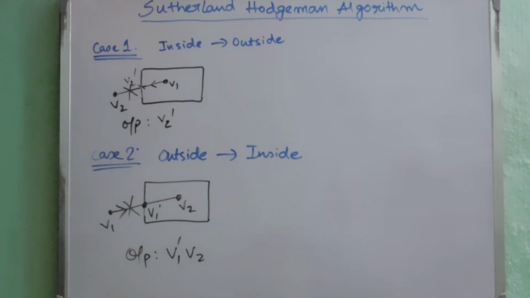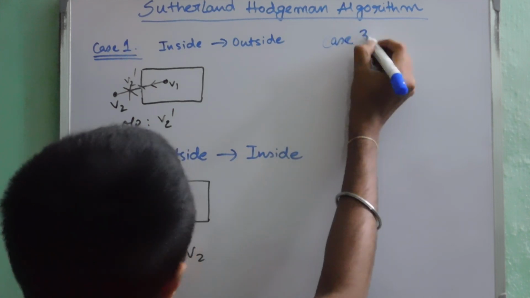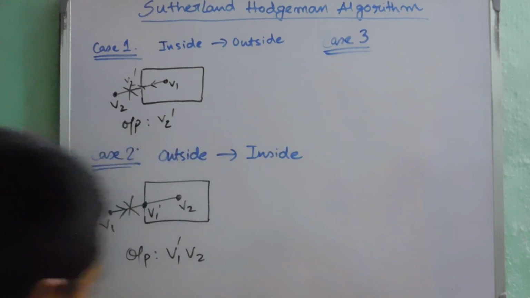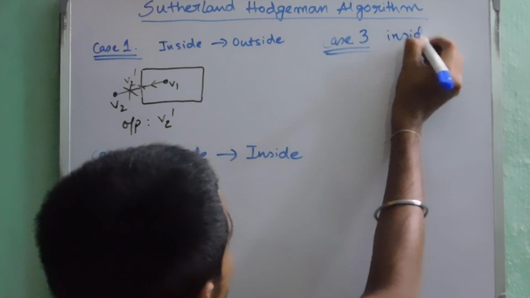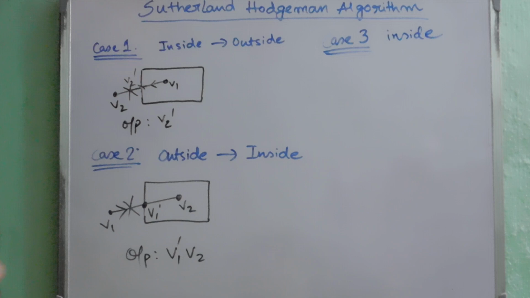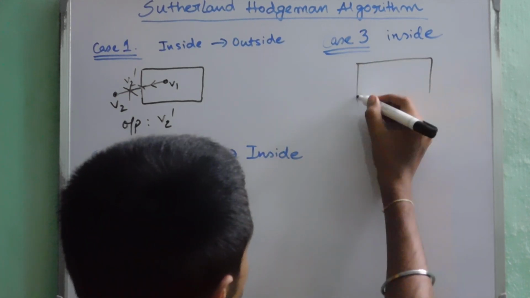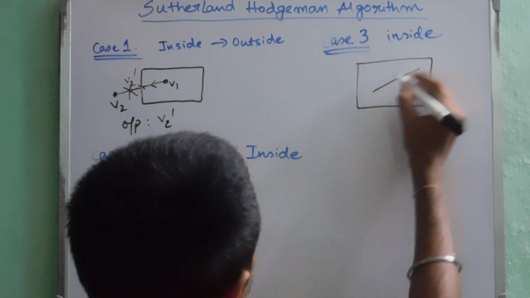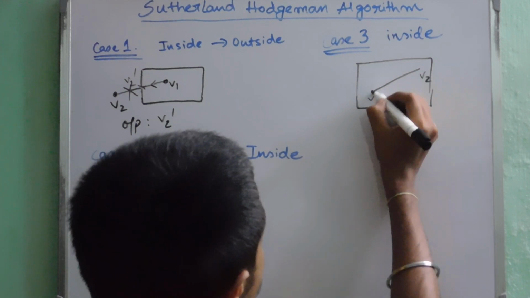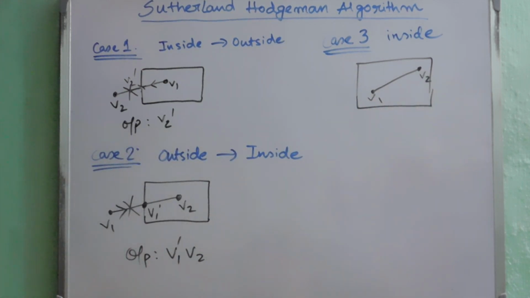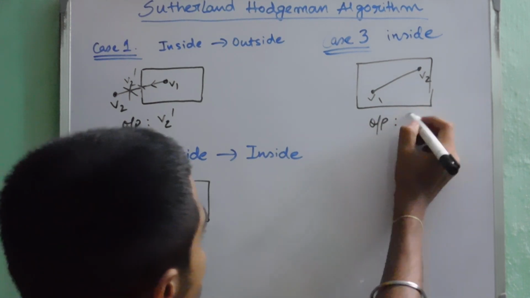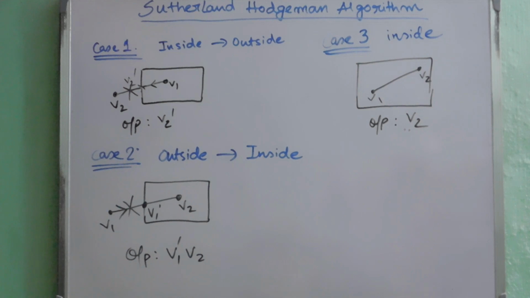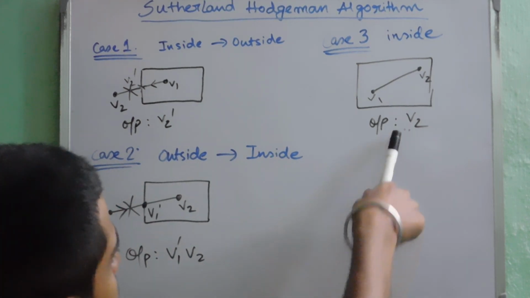Our case 3 will be when we have a line completely inside. That is, we have the window and we have a line, say V1 V2. Then in that case, our output will be V2. So if we have a line inside the window, then our output will be V2.